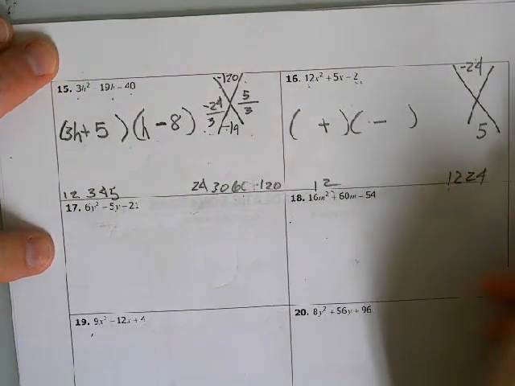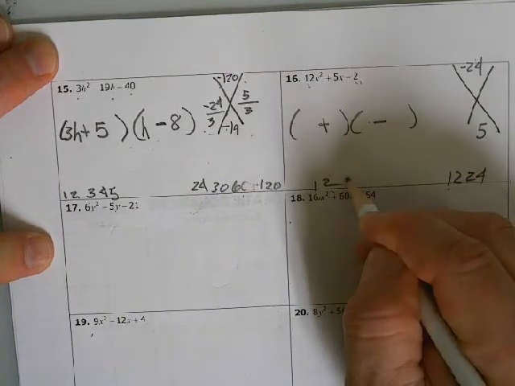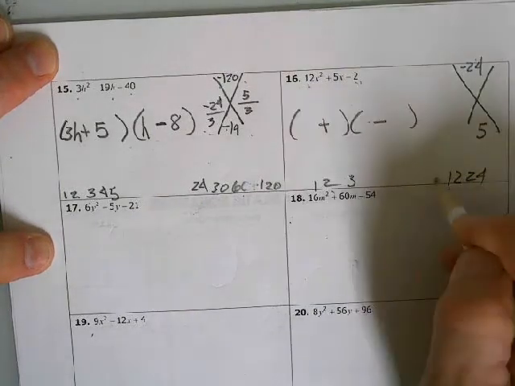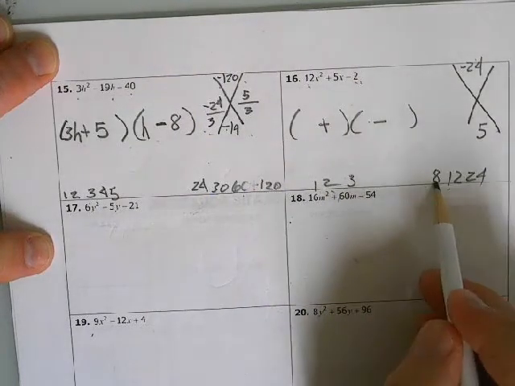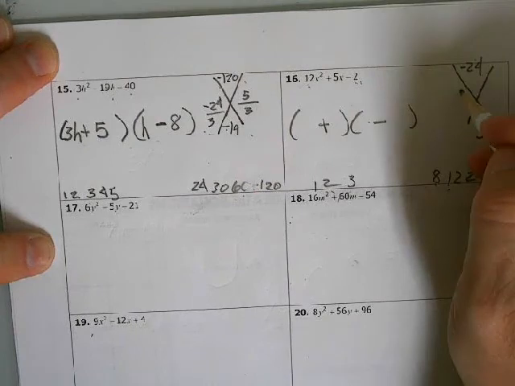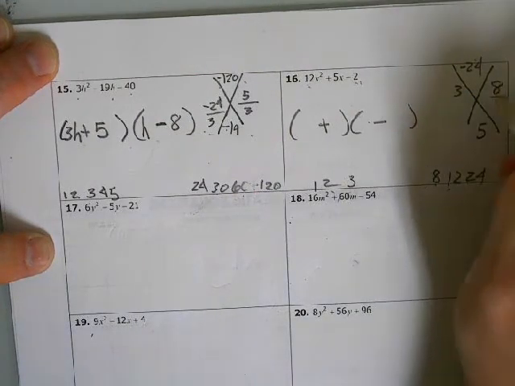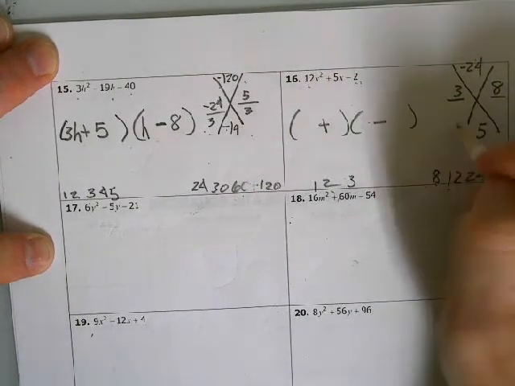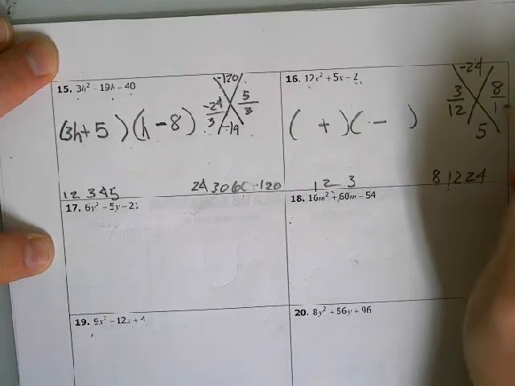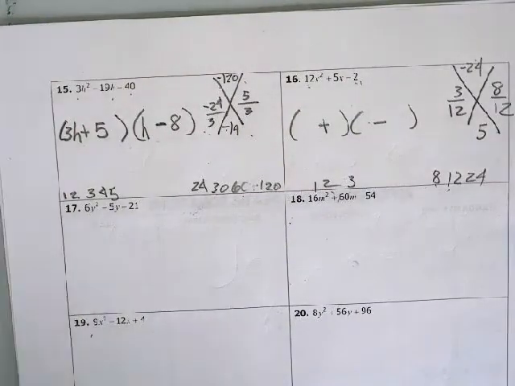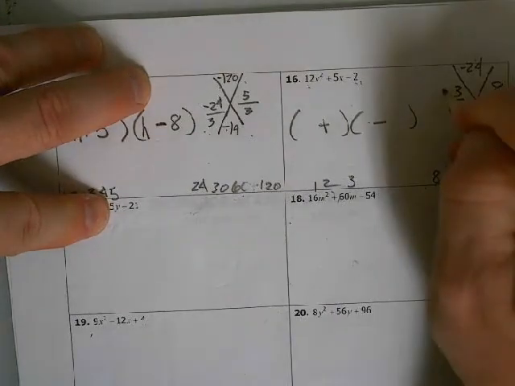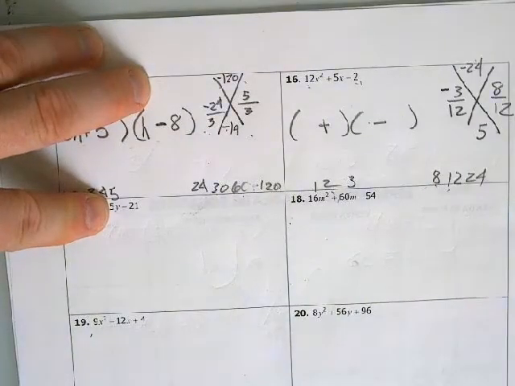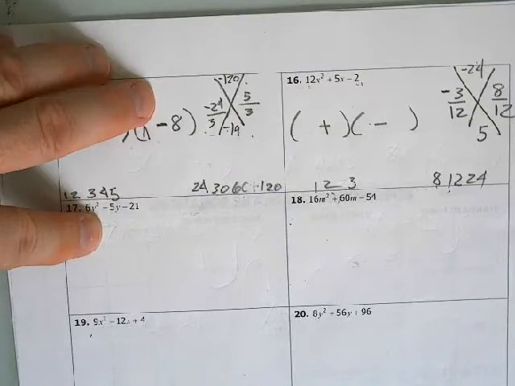2 and 12, 3 and 8. Does that have a difference of 5? 3, 8. I divide both of them by 12. Now these will both simplify. One of them is negative. Which one? The 3 is negative. Very good, Nathaniel. Okay? So, we divide by 12.